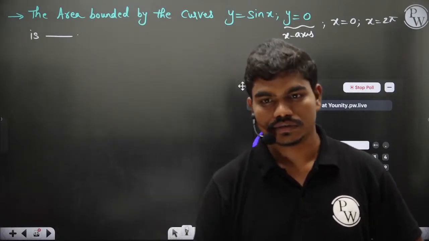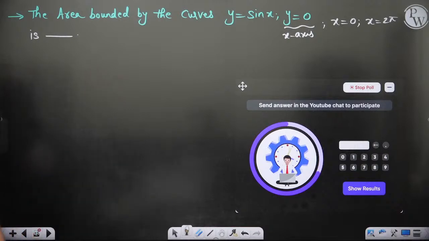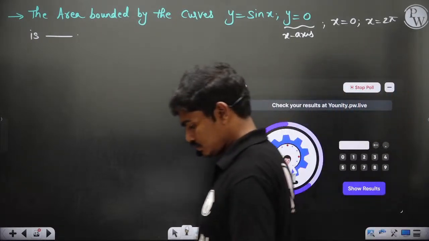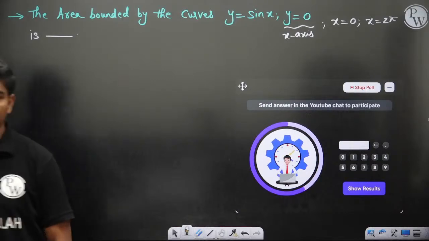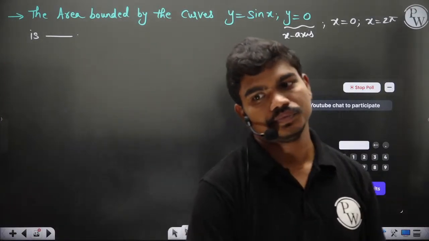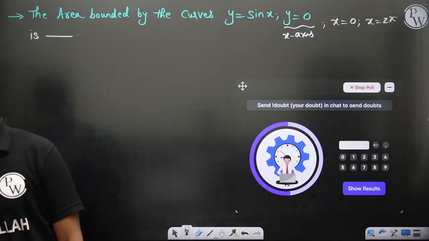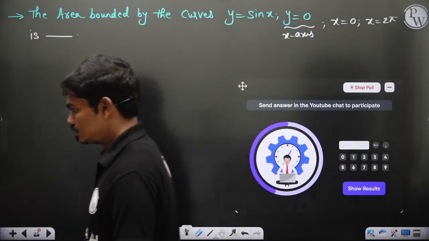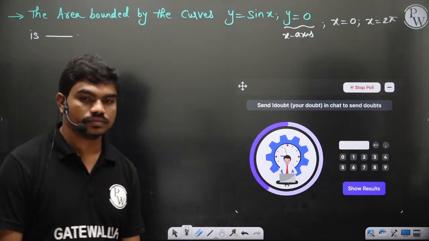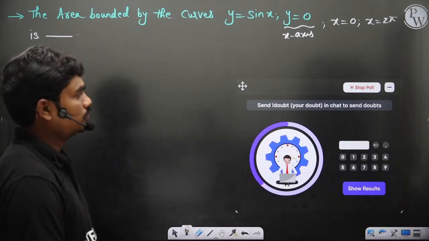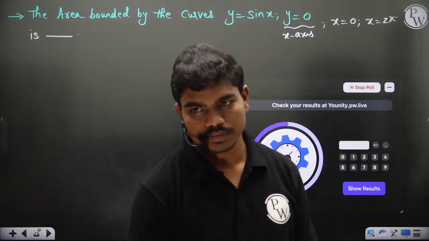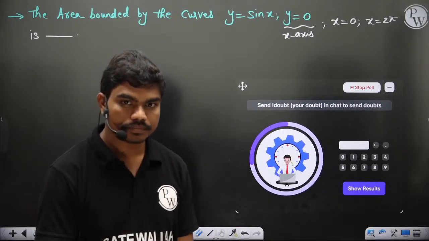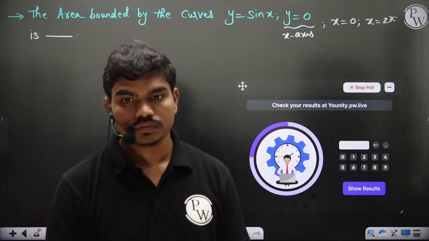Hi Ashwini, for every question the answer is 0? How come? One. Okay, maybe. Four.